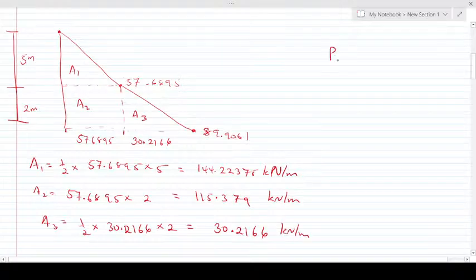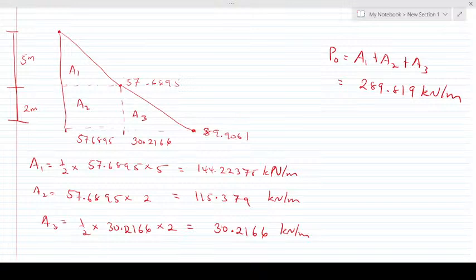Now, P naught, which is the force we are finding, is simply A1 plus A2 plus A3, the summation. So you add this to this to this, then you get your P naught. And in doing that, we have 289.819 kilonewton per meter. I've already explained why it's kilonewton per meter. Now, the next thing we're supposed to do is determine the point of action of the lateral force with respect to the base of the wall.